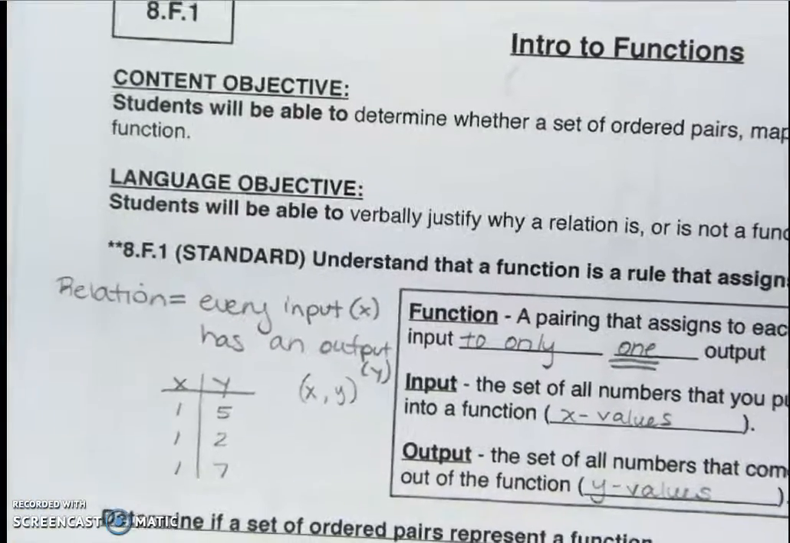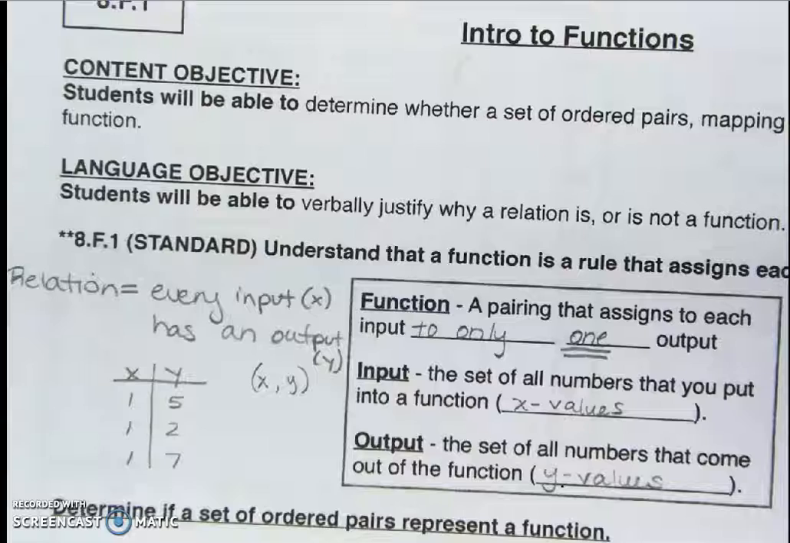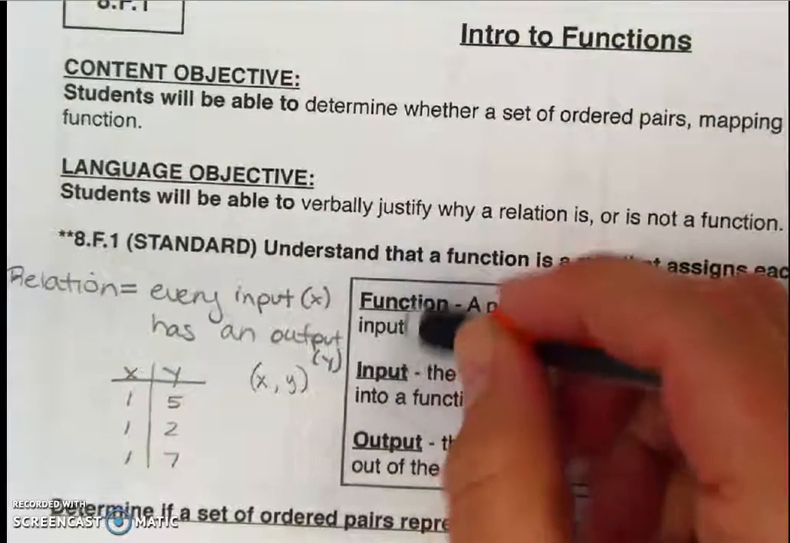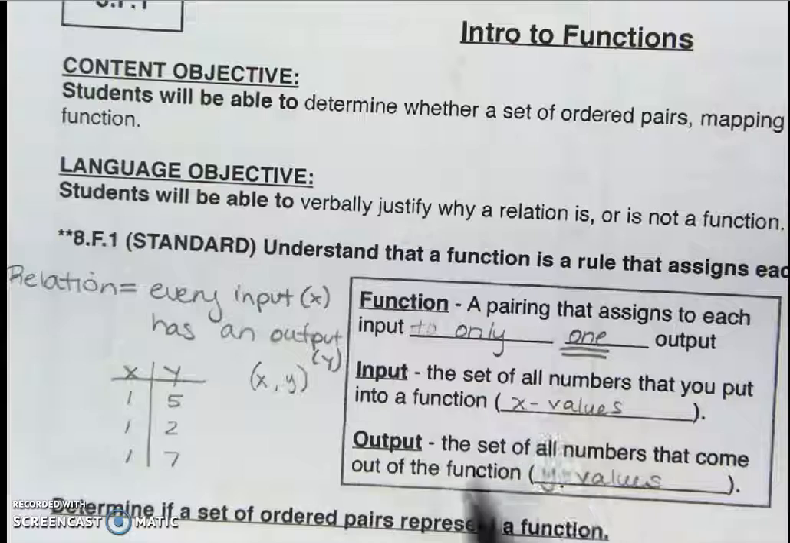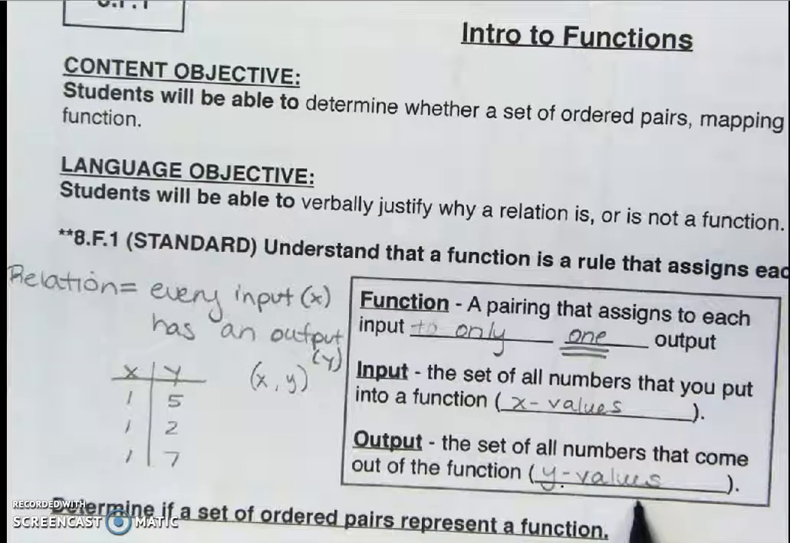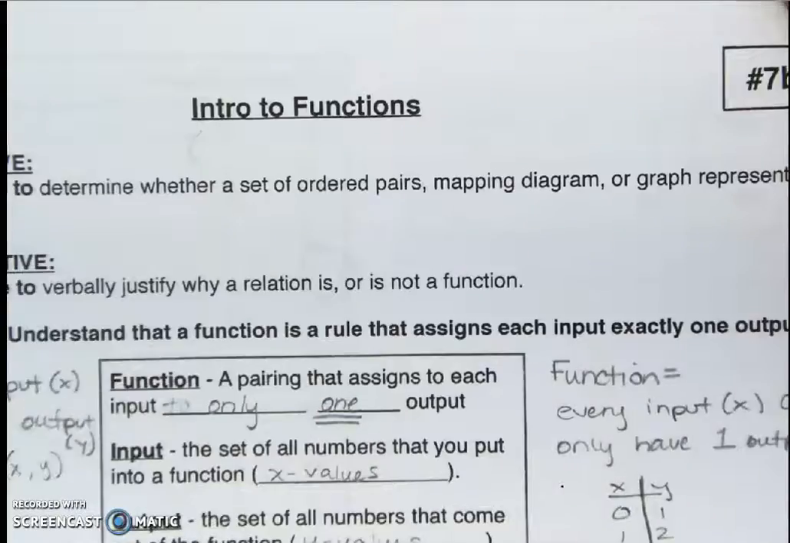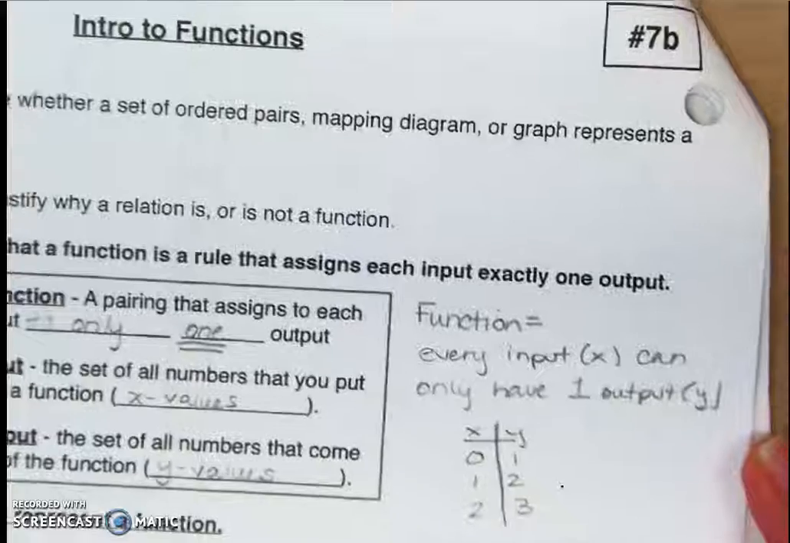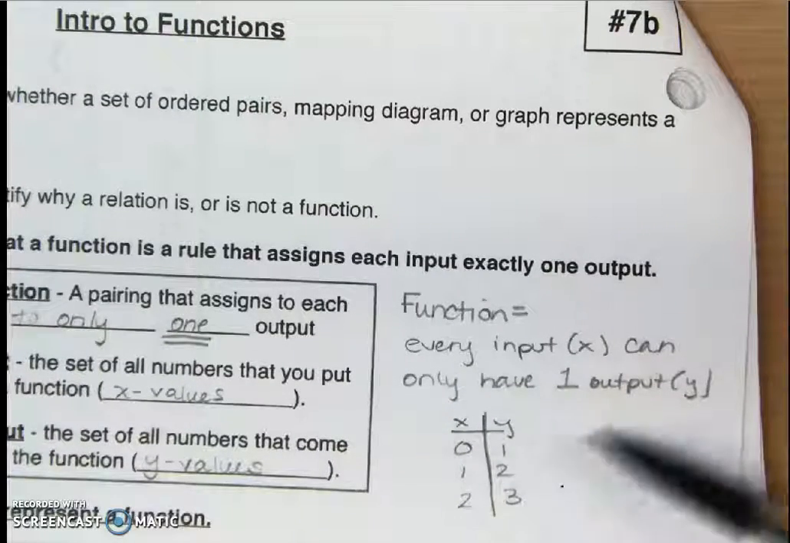However, today we're going to be looking at what makes a relation into a function. It says a function is a pairing that assigns to each input only one output. Remember, input is our X values, output is our Y values. So every input can only have one output. Over here, I want you to write that again: function means every input, X, can only have one output for Y.